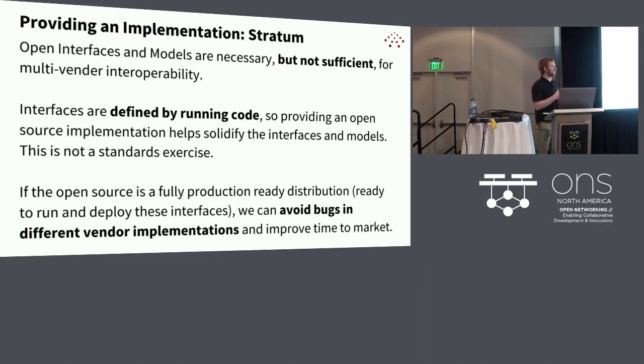They're definitely necessary for enabling a multi-vendor network solution, but they're not sufficient. And they're not sufficient for a couple of reasons. The first is that interfaces are typically written in English, or at least the description of semantics are written in a language that needs to be interpreted by a human and then programmed. And there are mistakes that happen when that occurs. So interfaces are best when they're defined in running code. And so providing an open source implementation will help solidify the interfaces and models.